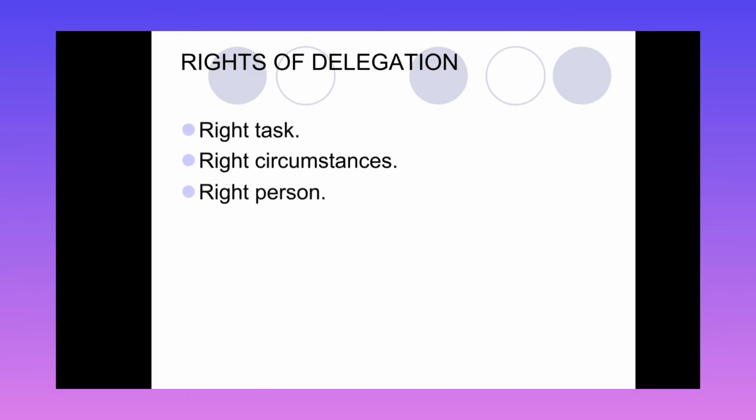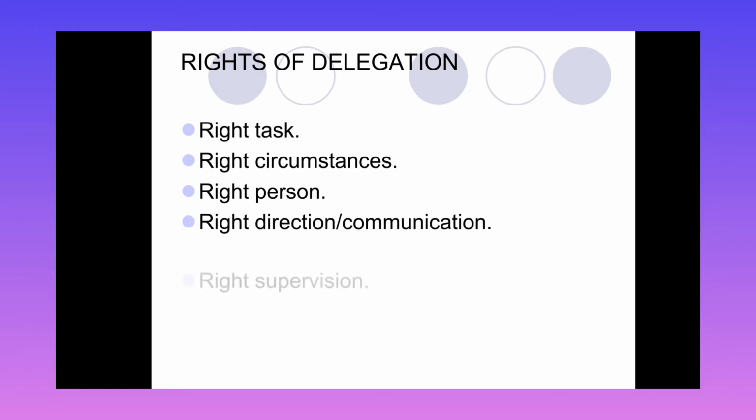Next we can see the rights of delegation. Right task, right circumstances, right person, right communication, right supervision. Okay, that's very important. The right task to be delegated, and according to the situation, we have to choose the task. Then the person should be suitable to receive the task. Then the communication to be clear and clarity to be there. Then the supervision to be proper. So these all are the 5 rights of delegation.